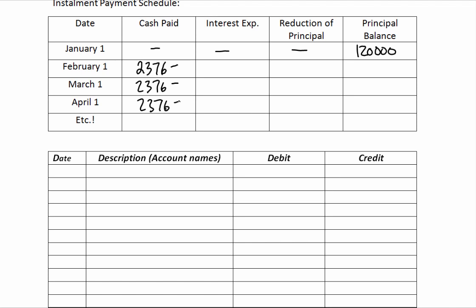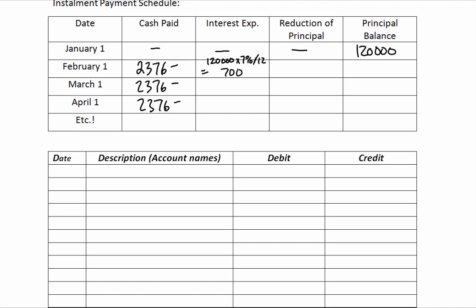All right. So okay, fine. How much of that $2,376 is due to interest? Well, we always have to pay interest first. So $120,000 has been outstanding from January 1st to February 1st, multiply it times 7% and divided by 12. And we know $700. Well, it was $700 last month too. It was $700 when we were doing the fixed principal payments. That didn't change because why? Because $120,000 was outstanding for 31 days. That's why.